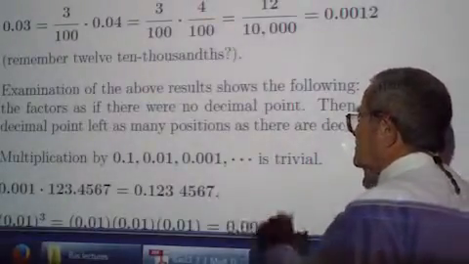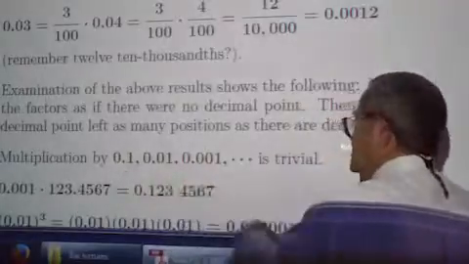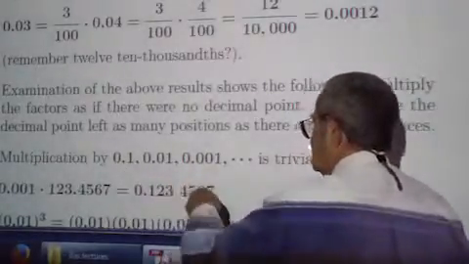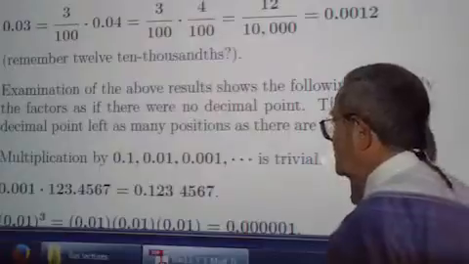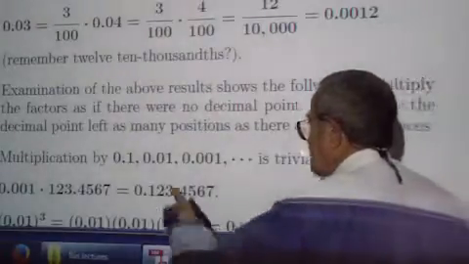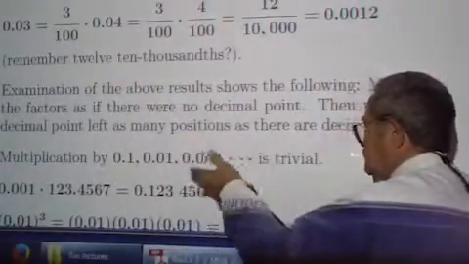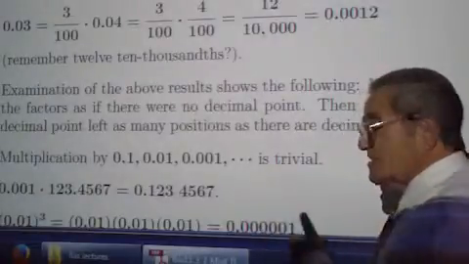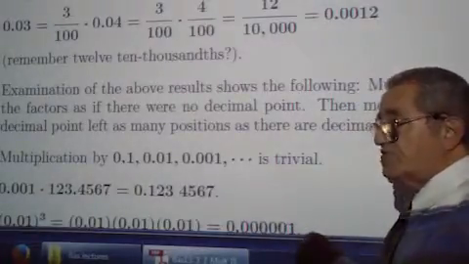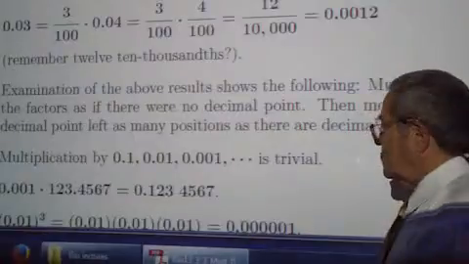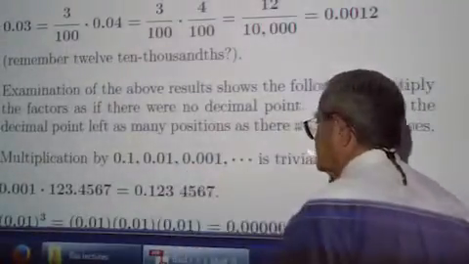Now, when you multiply by 0.1, just move the decimal point 1 place, by 0.01 2 places, by 0.001 3 places. So multiplying by 0.0 and a number of zeros and then a 1 is really very simple. Leave the number in place, just move the decimal point as many places as you have right here.